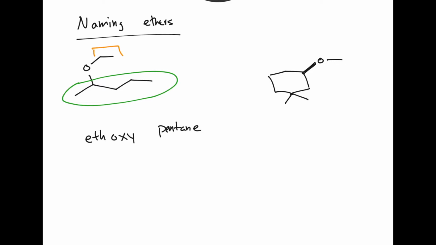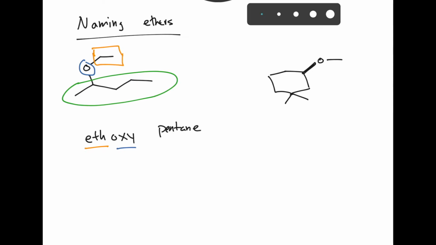You can think of it as your 2 carbons is your eth. There's an oxygen between those 2 carbons on the longest chain. That's the oxy. And then you have your longest chain, right? You 100% have to put the 2. We were getting there. But yes, you 100% have to put the 2. So this would be 2-ethoxypentane. So you just treat it like a substituent.